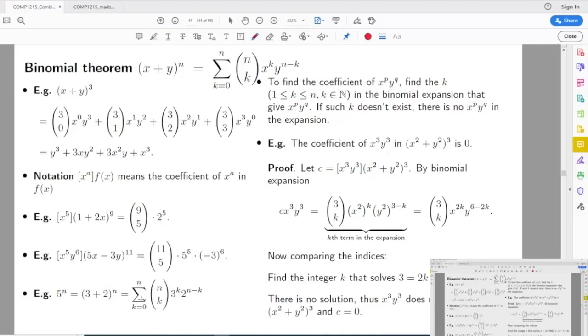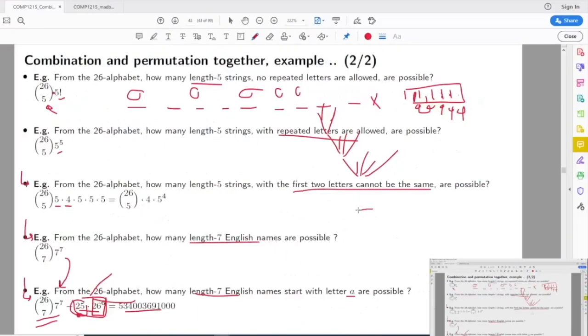Okay, now we come to binomial theorem. So what is binomial theorem? You have this. So expand (x plus y) power 3. You write something like this. Maybe some of you are not comfortable with this symbol, so now let me spend a few minutes explaining this. So what is this thing?